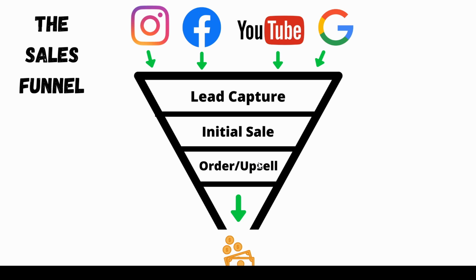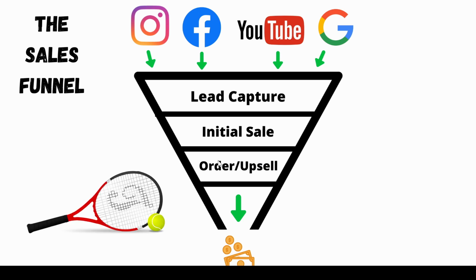So say for example, at this initial sales level, you're selling a tennis racket. Now, when they're ordering on the third page, maybe you'll sell them a complementary product like a tennis ball, but it also can be an upsell, which is a higher ticket product. So using that same example, you might upsell them for tennis coaching, which would be a more expensive product. So trying to get them to spend more money.